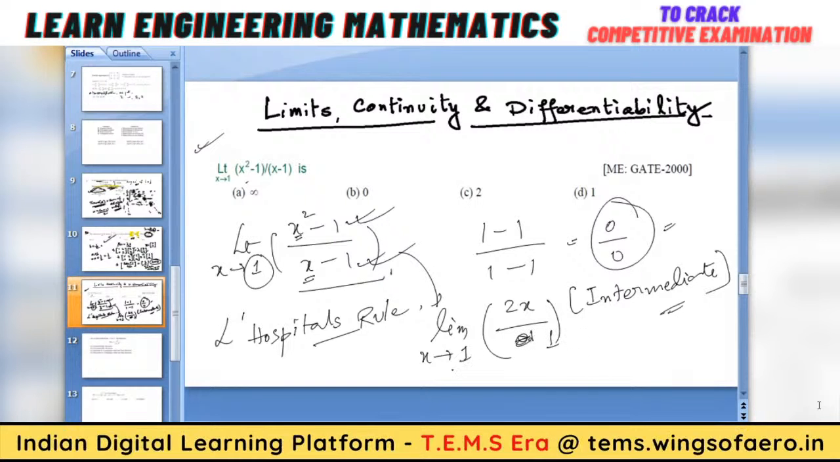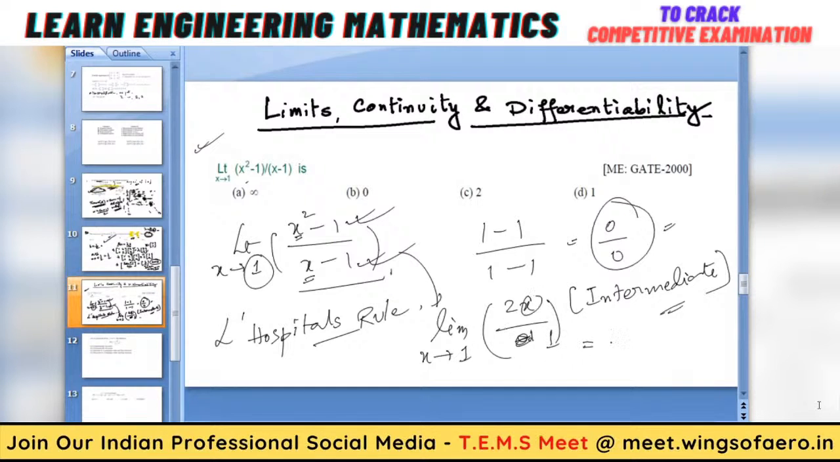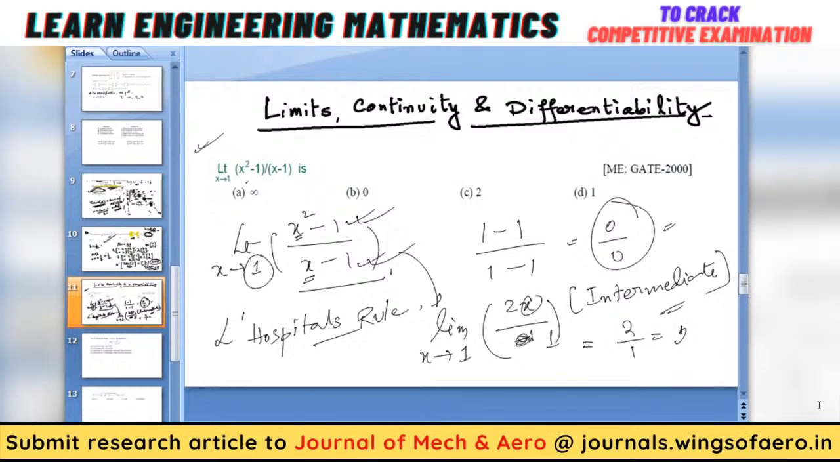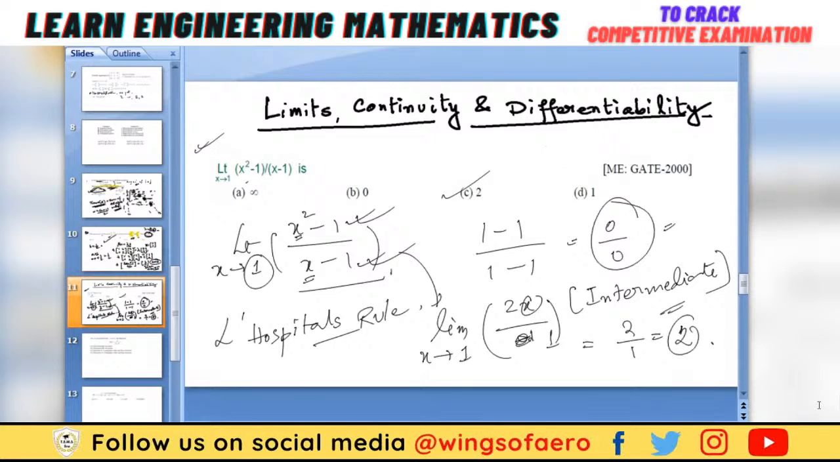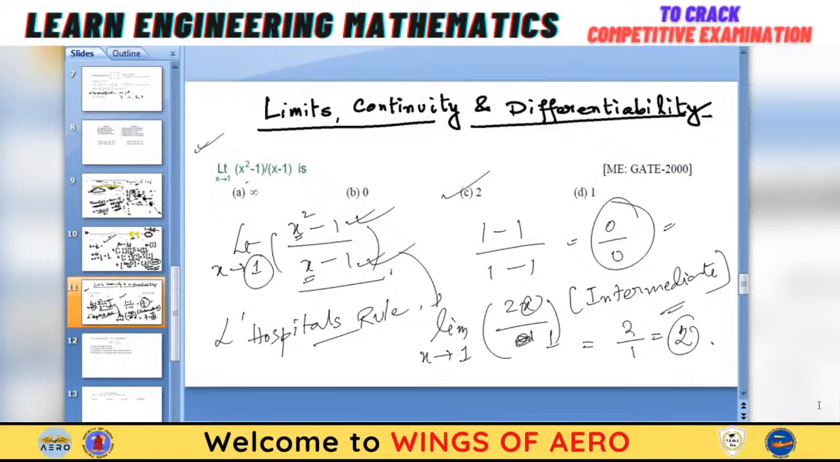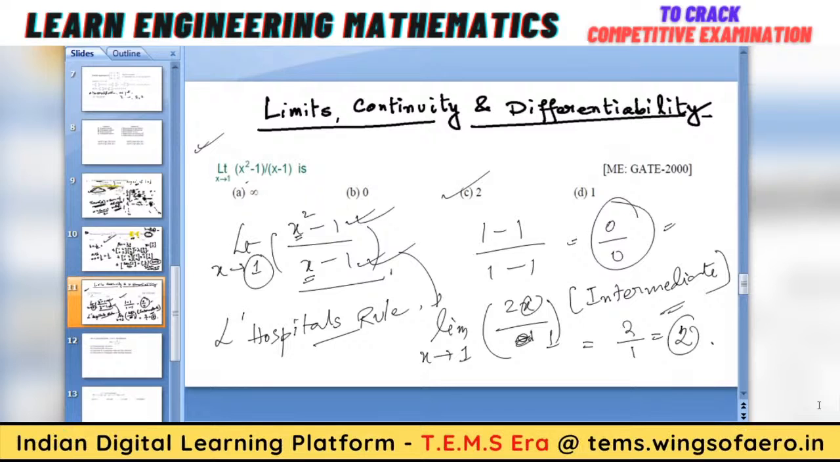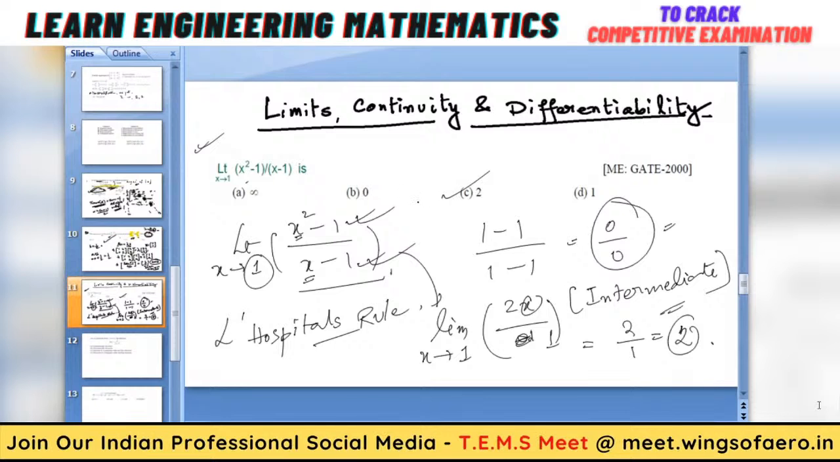Now if I put x tends to 1 here, it becomes 2 by 1, which is equal to 2. So 2 is the answer, that is C is the answer. This is the easiest way to find the limit. Whenever you see any limit problem with an intermediate form, just use L'Hospital's rule. Find the derivative of the numerator, find the derivative of the denominator, and it will give you the answer.